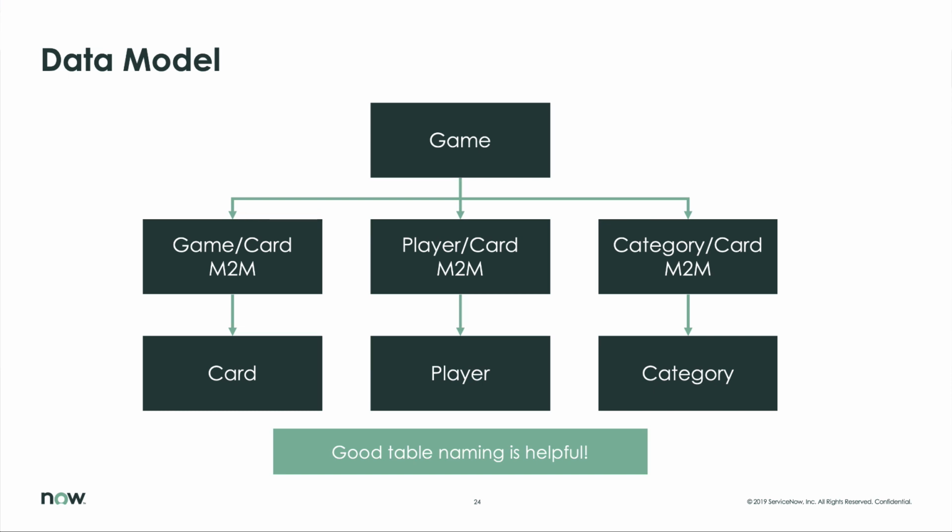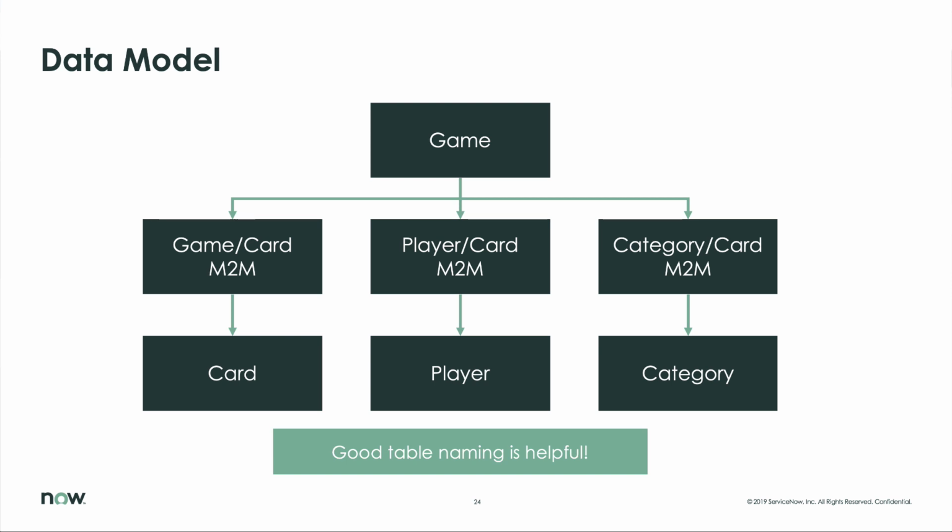And I'm at the bottom tier of this real quick. Those cards can be used on multiple games based on their categories. And the categories can be used on multiple games. And the players have a record of their accumulated winnings based on which game. So each one of these tables has a many-to-many in between it, because all of this bottom tier data, the cards, the players, the categories, can be repurposed on any game.